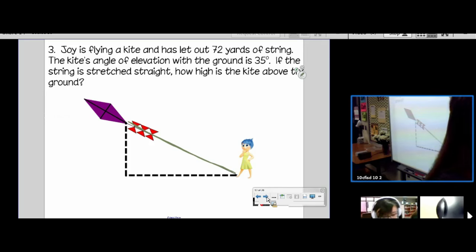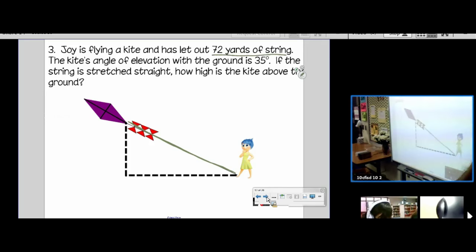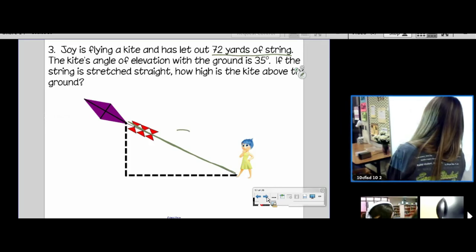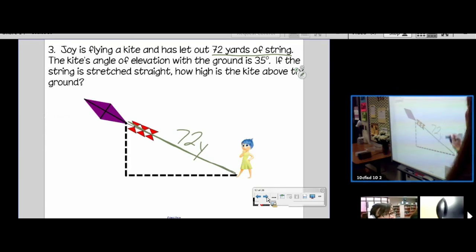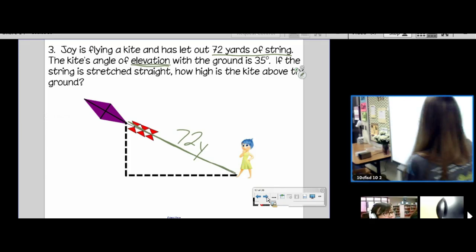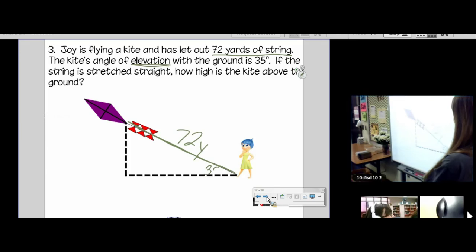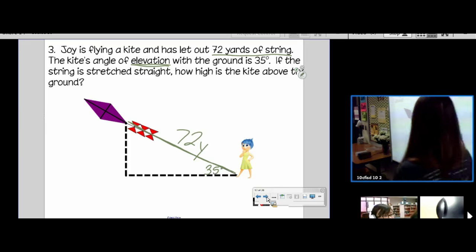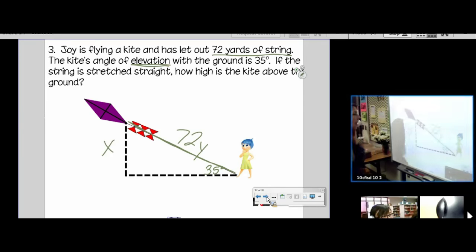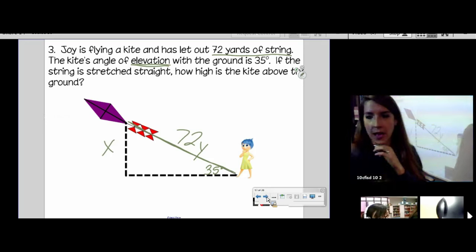She's let out 72 yards of string. So make sure the 72 is the hypotenuse because that is where the kite string is. The angle of elevation, we haven't done a depression one yet. They've all been elevation. It's 35. How high is the kite above the ground? So that's our X.